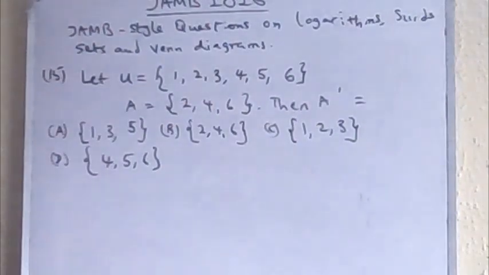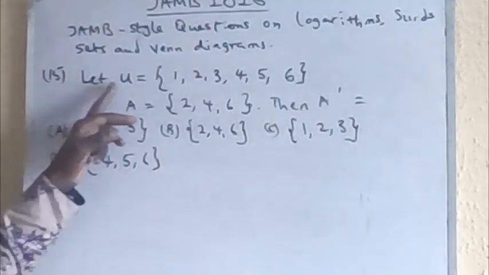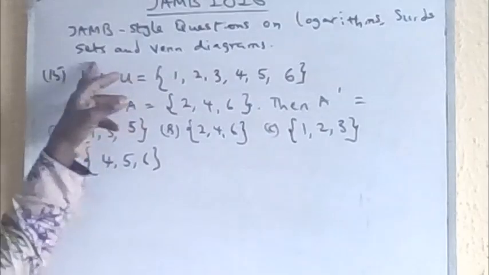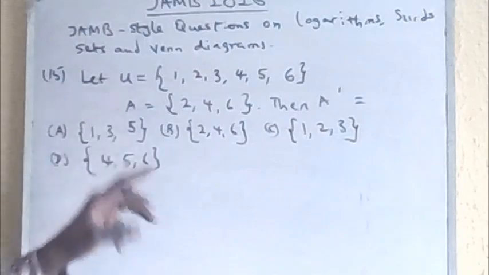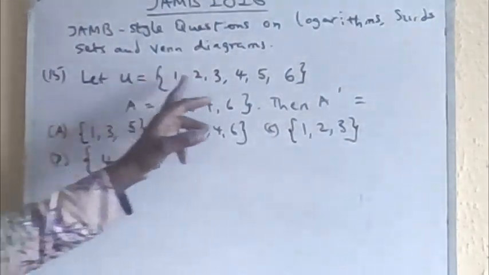Okay, so here is a possible JAMB question for this year. Let U be the universal set. So we are done with this, and now we are in sets. Let U be all of these: 1, 2, 3, 4, 5, 6.